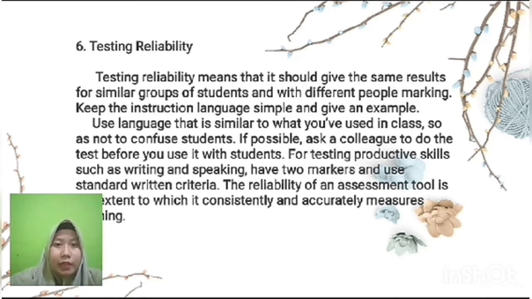The next topic is 6, testing reliability. Testing reliability means that a test should give the same results for similar groups of students and with different people marking. Keep the instructions language simple and give an example. Use language that is similar to what you have used in class, so as not to confuse students.